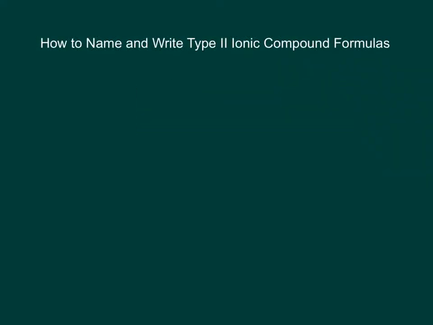Let's work out some examples of this. For example, let's say you had a compound CuCl2, and you have to write the name of it. In type 1 naming, this wouldn't have been a problem. We simply would have said it was copper chloride. But now, because copper forms multiple charges, we have to do a little bit of detective work to figure out which version of copper we're working with.